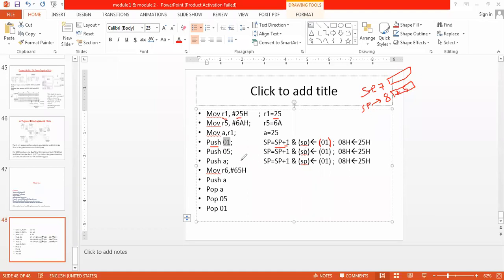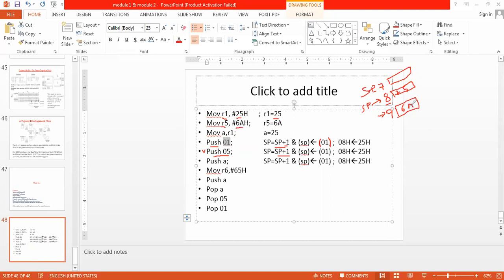Okay, again what am I doing? Push 05. What is 05? It is R5. So the data of R5 is going to be pushed where? Whenever push happens, first increment the SP plus 1. SP was 08, plus 1, so the new value of SP is 09. So what will be stored inside SP? The value of 05. What is inside 05? That is 6A. 6A will be stored here.